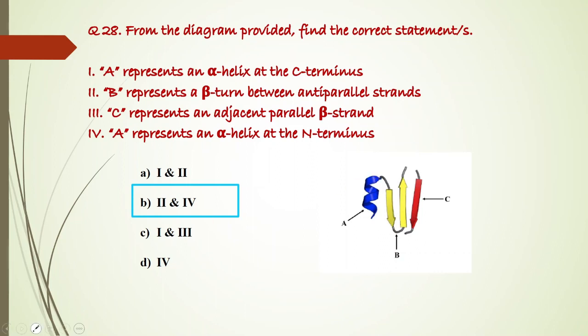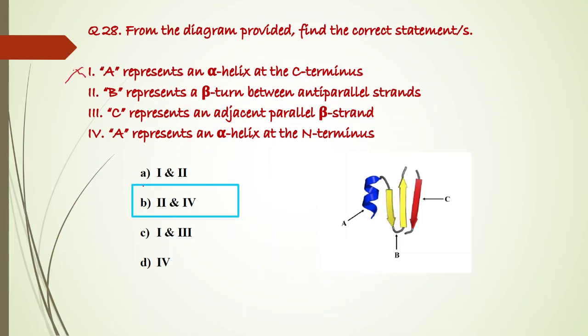So let us look. The first option states A represents an alpha helix at the C terminus. A is an alpha helix, that is very obvious from its structure. But for any kind of protein representation, we know it goes from N terminal to C terminal. So basically, the left hand side should be N terminal and the right hand side should be C terminus. So alpha helix at C terminal, this statement is wrong. It is at the N terminal. So our first option is incorrect.